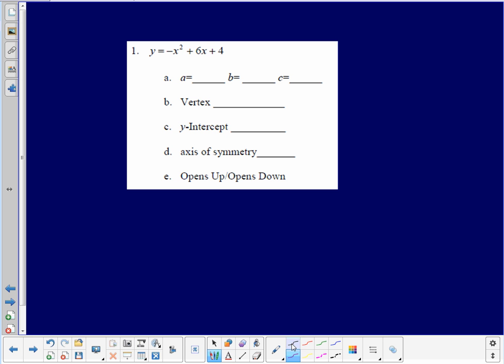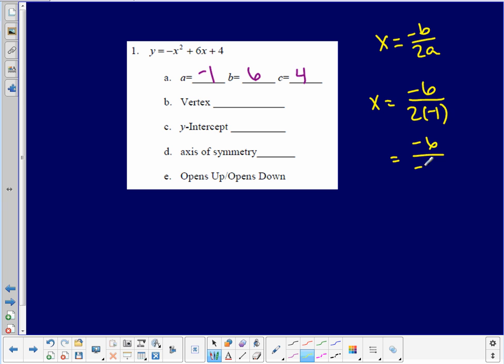And we need to start by identifying the a, the b, and the c. So the a value is -1, b value is 6, c value is 4. Then we need to look at the vertex, and remember that vertex formula is the opposite of b over 2a. So I have, in this case, -6 divided by 2 times -1. That is -6 divided by -2, which is +3. So that's the x value of my vertex. So I can put that in as the first half. And I also know that that's going to be my axis of symmetry because they're the same thing.